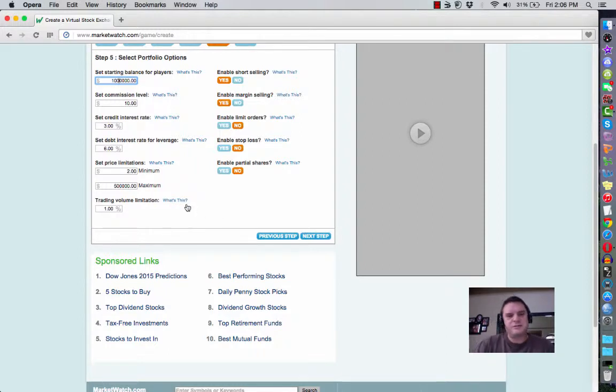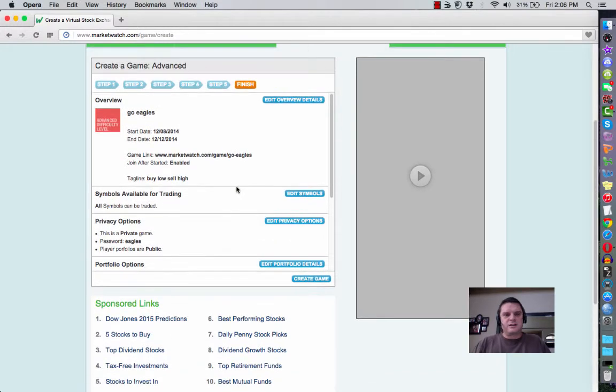This means, well, you can read that, but this makes it so that a student can't buy more than 1% of the total volume of trade of that stock. So again, it kind of limits which stocks your students can buy. You can increase this to say 10% if you want, or whatever you want it to be. Go to next, and it gives you an overview.